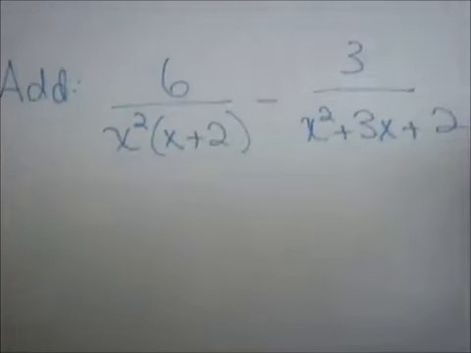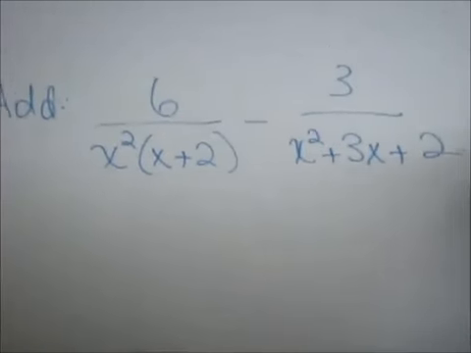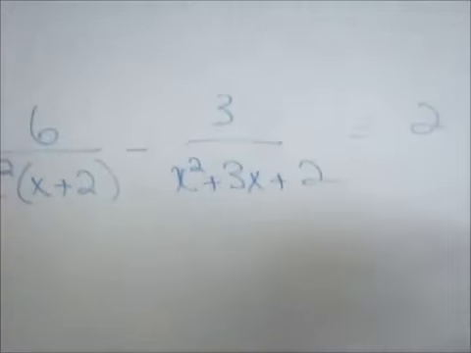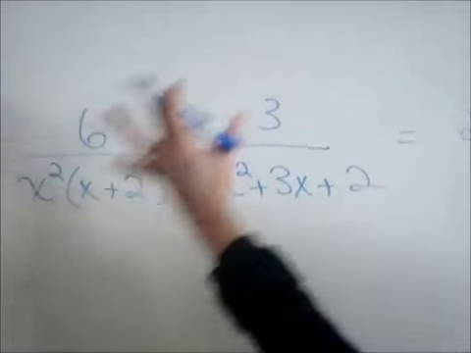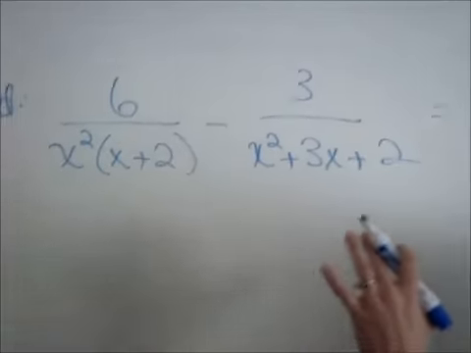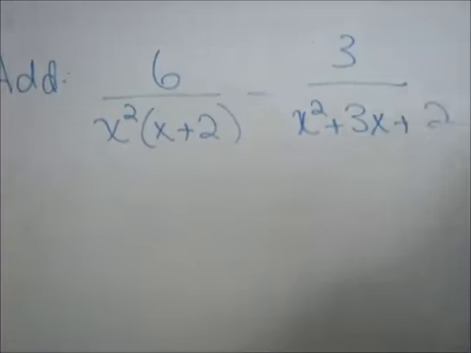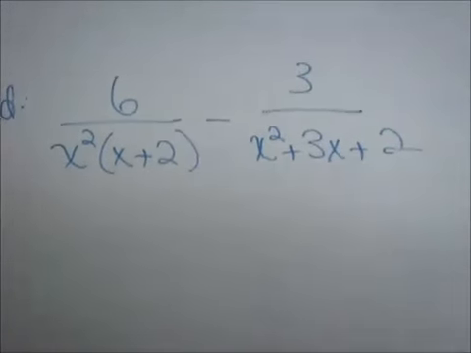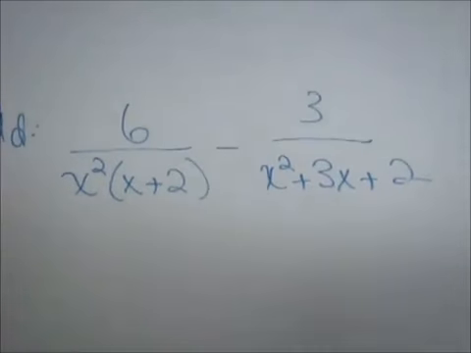Okay, 18, add. These are two fractions. We cannot eliminate the fractions because it's not an equation. If it would have had something like equals 2 over here, we could have multiplied everything by the common denominator and eliminated the fraction. But it's an expression, not an equation. So we have to find a common denominator. It's like adding 2/3 and 1/4. You have to find a common denominator.